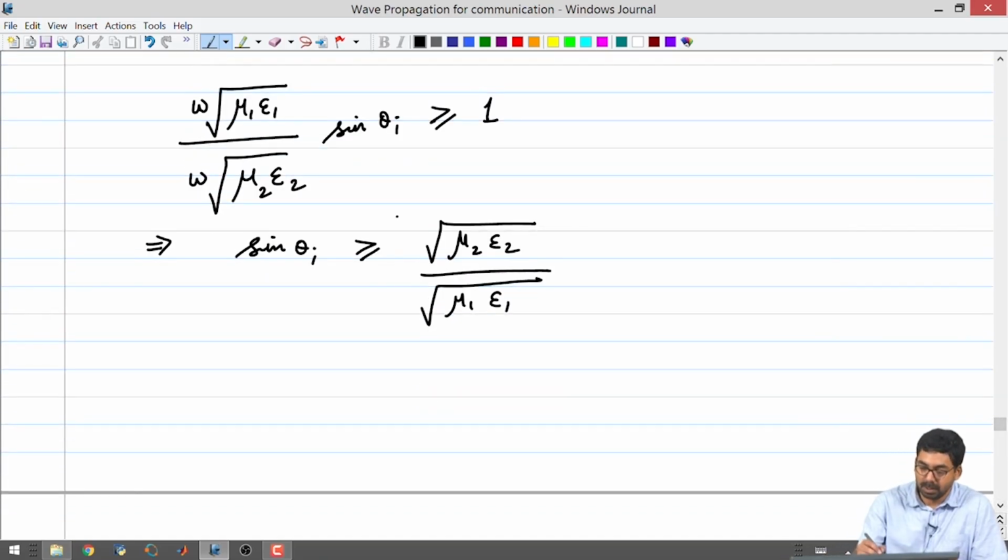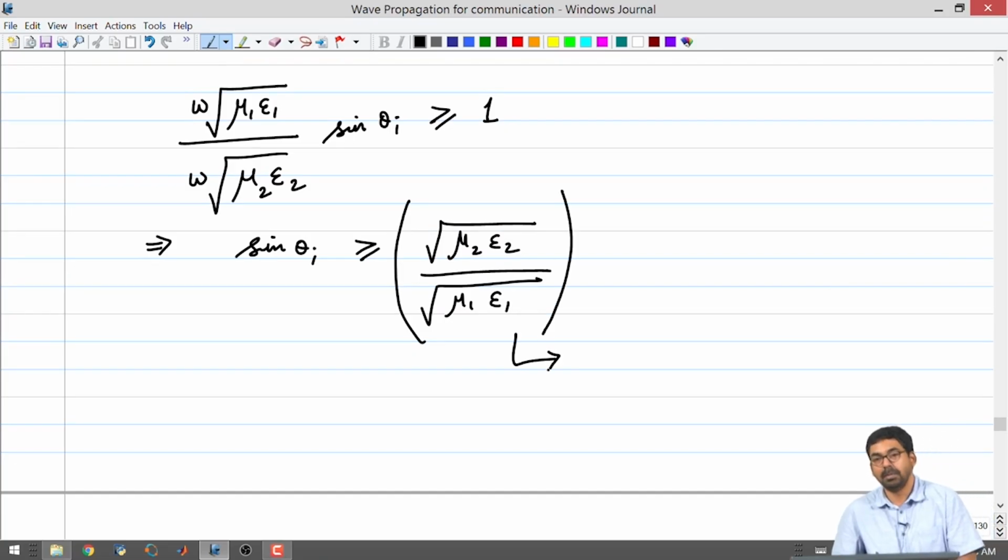Okay. Now, let us look at this right hand side term a little bit more closely. In order to make my analysis a little simpler, I can always say that the media I am considering are non-magnetic media. So, I can substitute mu 1 equal to mu 2 equal to mu naught. So, I just end up with mu naught getting cancelled in the numerator and denominator, and I have square root of epsilon 2 by epsilon 1.